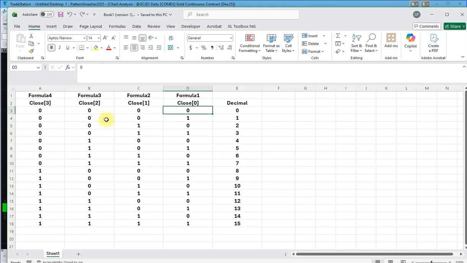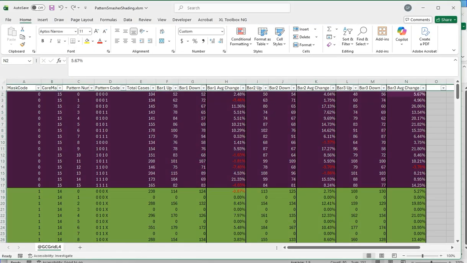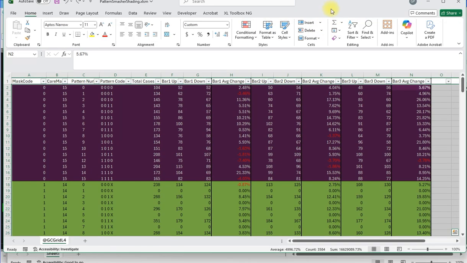But this is all you could do with the PatternSmasher 2024. So we want to go over what makes 2025 so special. What makes it special is that we can add on to these 15 different patterns. And let me show you what that looks like. If we look at this spreadsheet, this is the PatternSmasher 2025 output.